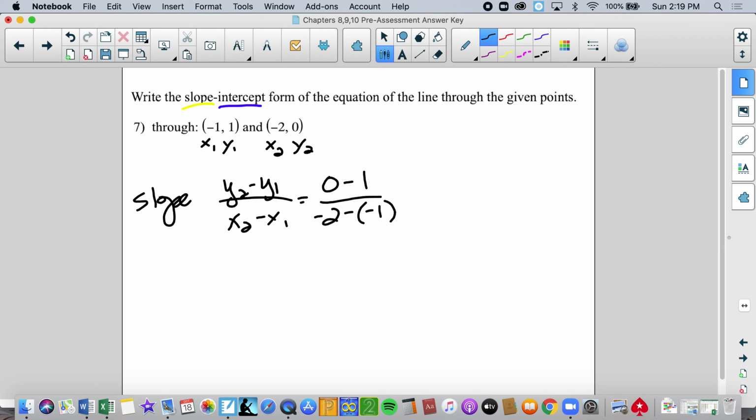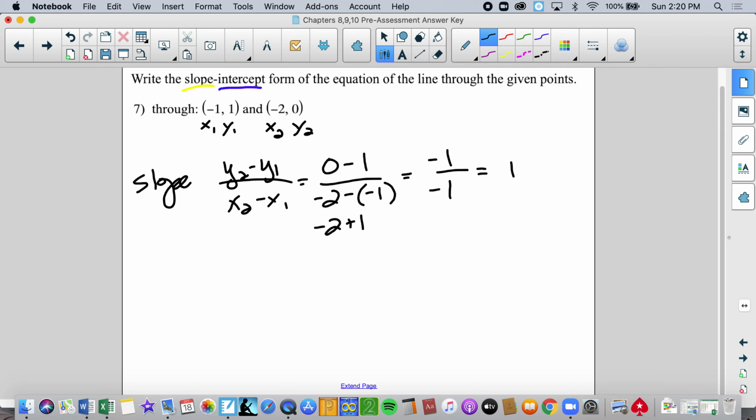That double negative, very important. That's where most students will make their mistake. 0 minus 1 is -1. -2 plus 1 is -1. -1 divided by -1 is 1. So my slope is going to be 1.